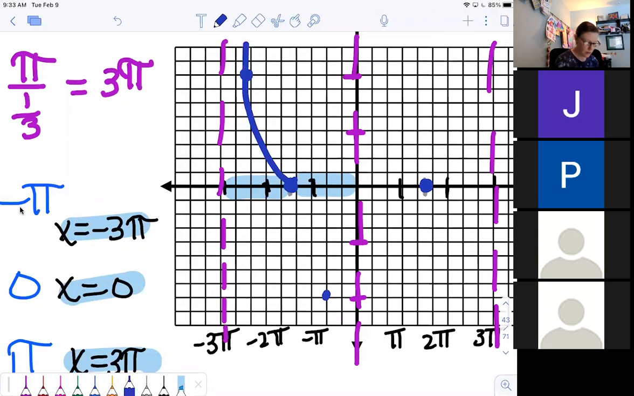All right, so connect these. Cotangent is a decreasing function. Again, these points I'm placing in the middle of my intercept and asymptote.